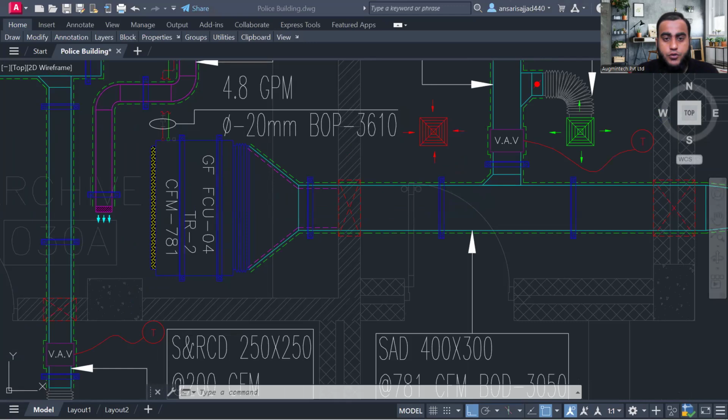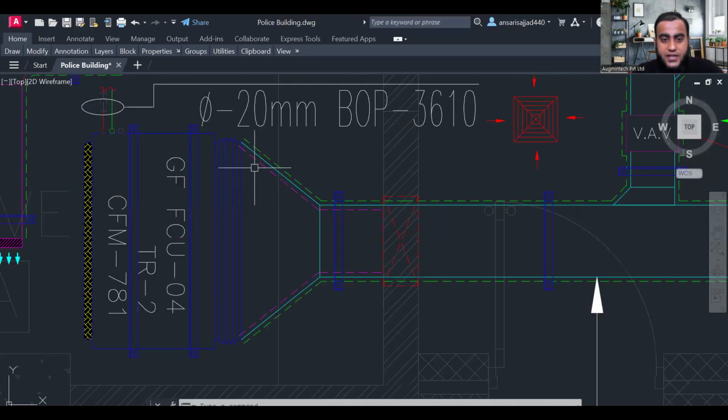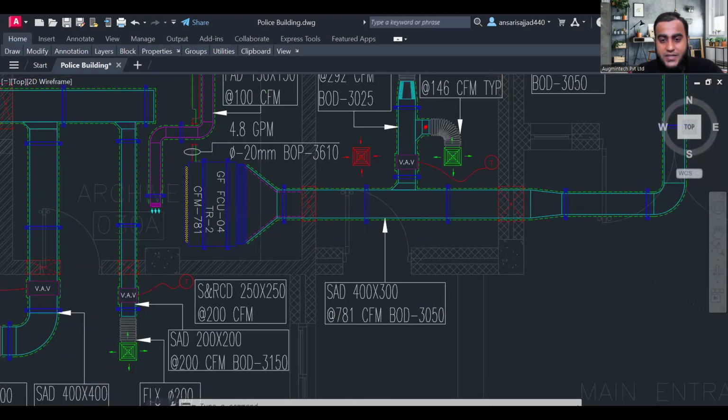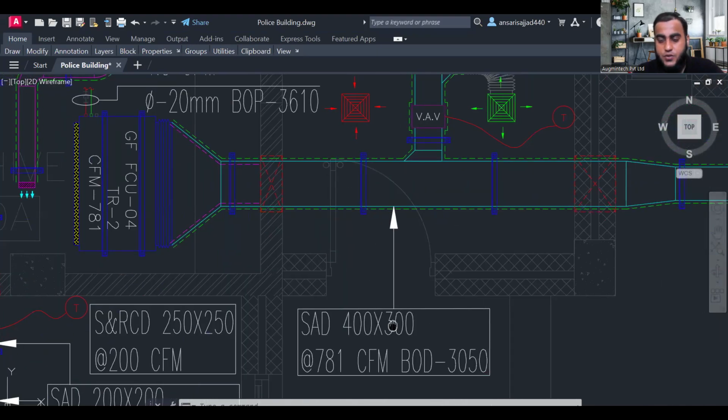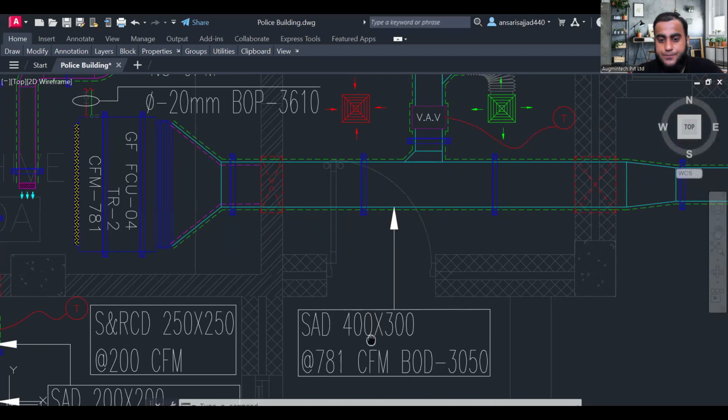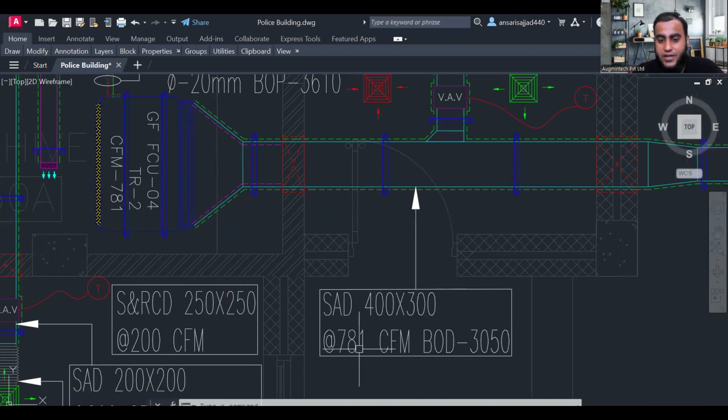Now come to the next one, all of you. After this canvas or flexible connection, can you tell me what the next is? You can see here we have one reducer, because as per the McQuay duct sizer software, for 781 CFM the size we have got is 400 by 300.